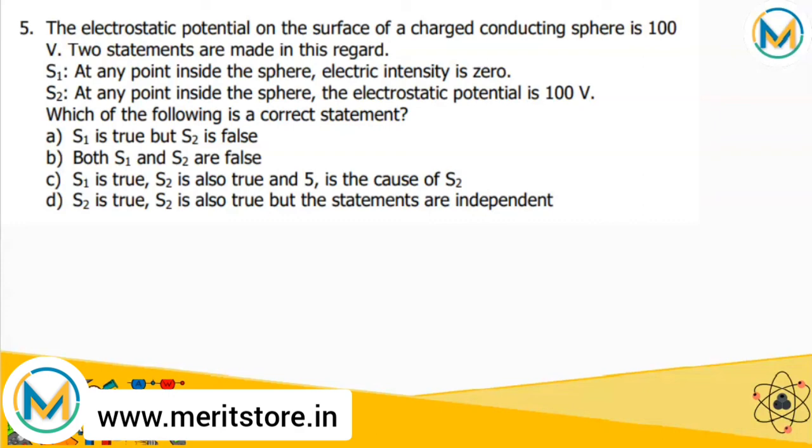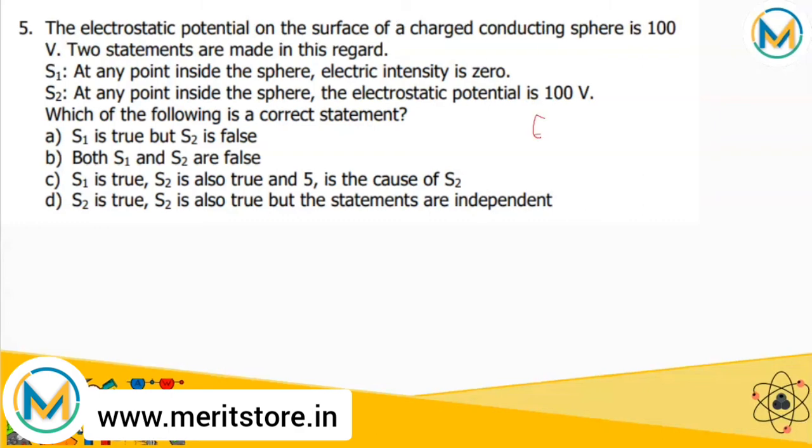So we know the electric field intensity E and the electric potential V are related by E equals minus dV upon dr. Now if the electric intensity E equals 0, then dV upon dr equals 0. It means E equals 0 inside the charged conducting sphere because of uniform potential inside the sphere. Hence a uniform potential of 100 volt will be at any point inside the sphere. So the correct answer is: S1 is true, S2 is also true, and S1 is the cause of S2. Therefore the correct answer is option C.